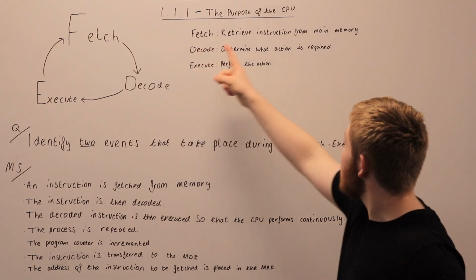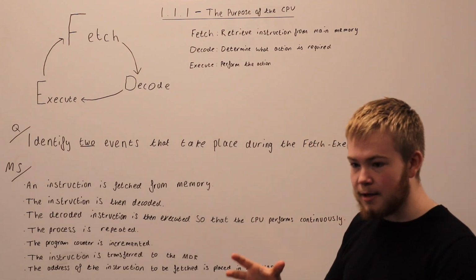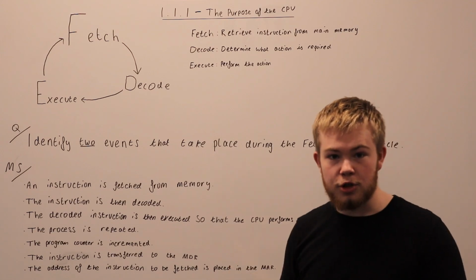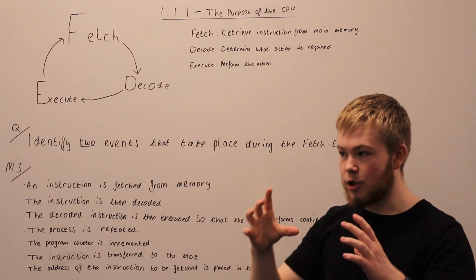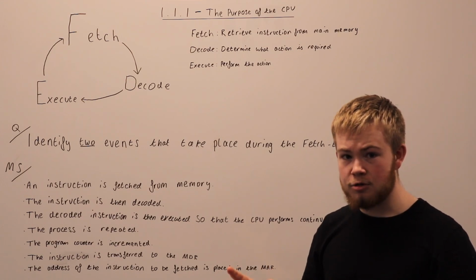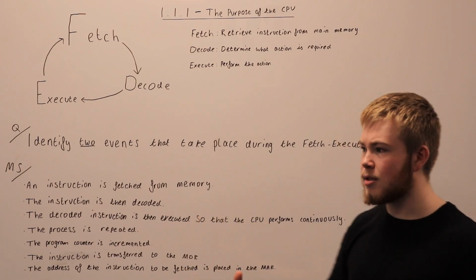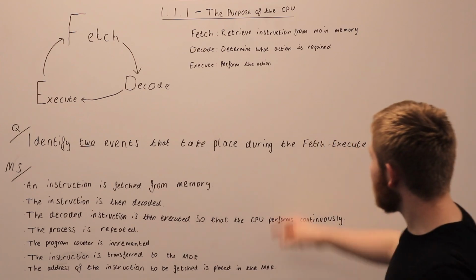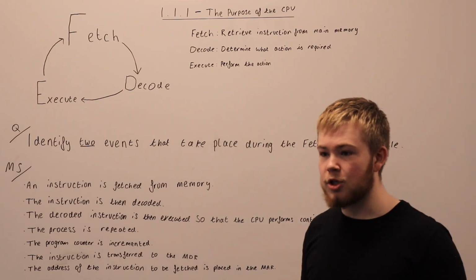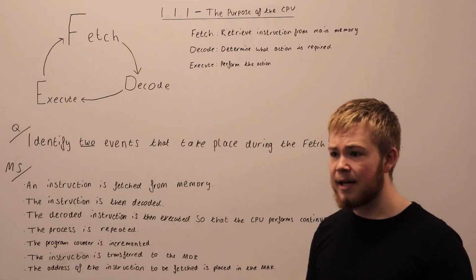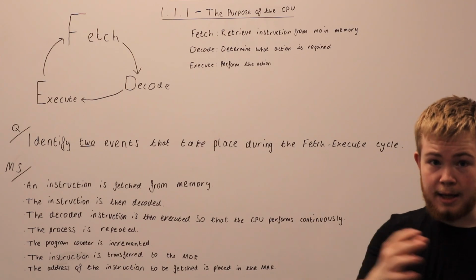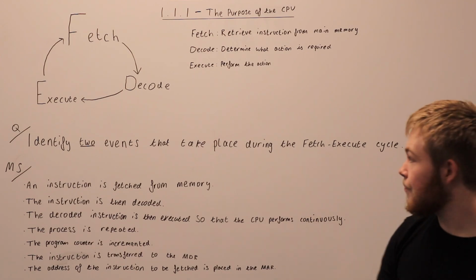So the CPU fetches the instruction from the main memory, it then decodes the instruction, where it takes the instruction and figures out, okay, what needs to be utilized to perform this instruction? Does it need to go to the ALU? Does it need to do this? And then the final stage, execute, is where the CPU actually performs the instruction. So let's say it's add 5 plus 3. It then will go to the ALU and perform that arithmetic operation.